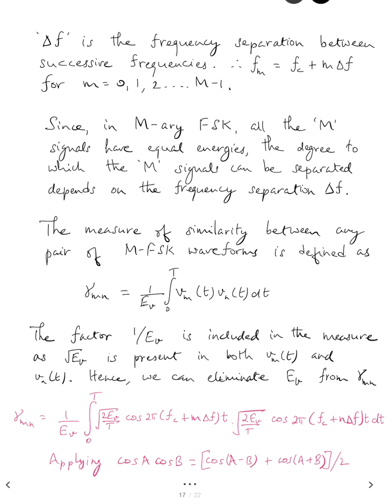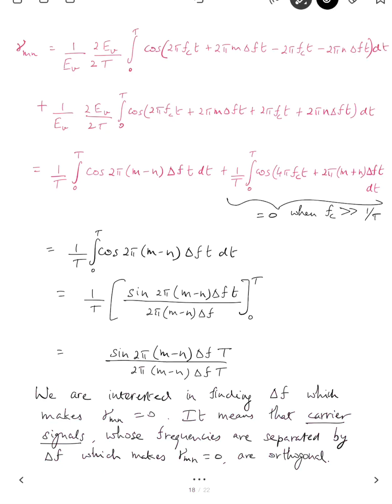Okay, now these are constants which can be taken out of the integral, and we have this term and this term, which is cosine A cosine B. So we apply the cosine A cosine B trigonometric identity, which is cosine(A minus B) plus cosine(A plus B), divided by 2. Applying that identity, this is what we get. The cosine(A minus B) part will result in the fc term being cancelled out, and the cosine(A plus B) part will result in a double frequency term with 4fc.